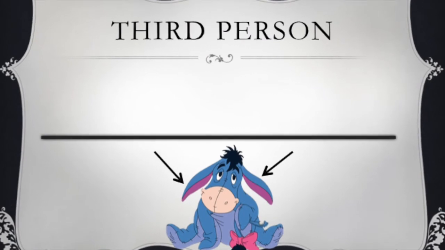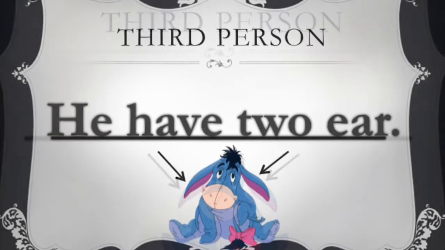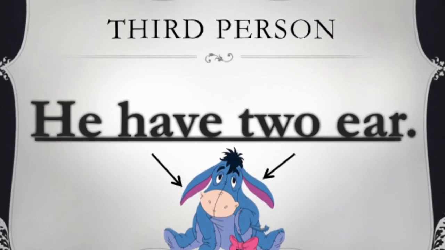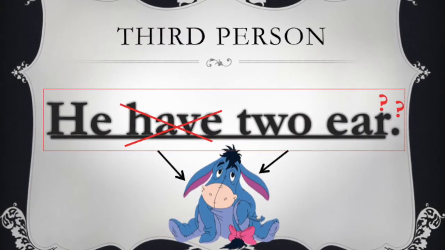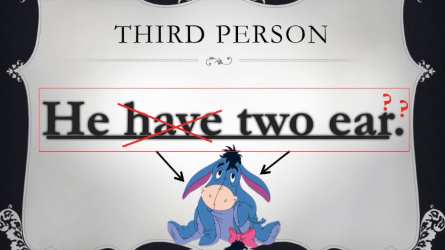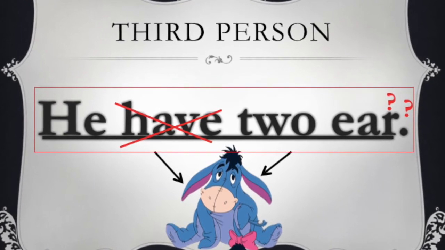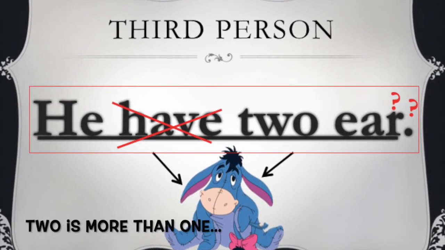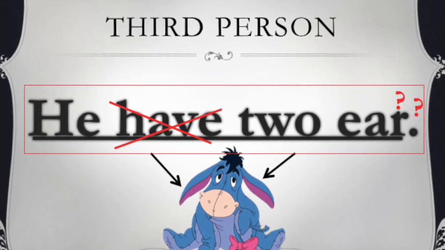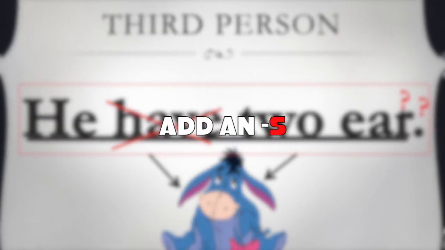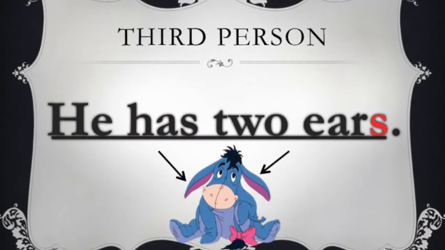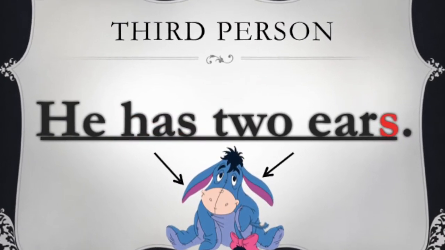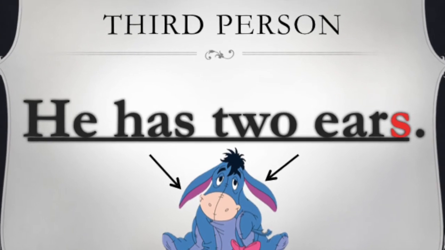Let's try the third person. He have two ear? No, that doesn't look right. It doesn't sound right either. He have two ear. I think there's something wrong here. Two is more than one. Therefore, we must put an S at the end of ear to turn it into ears. He has two ears. Yes, that is correct.